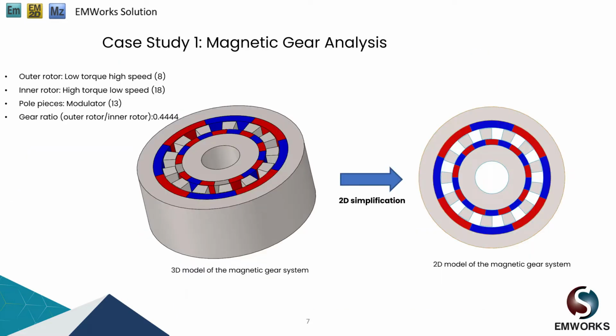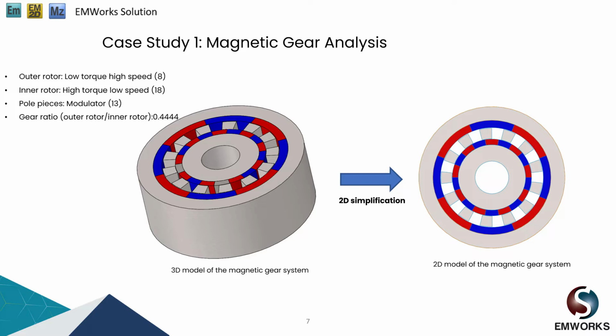Alright, we're going to start now with our first case study, a magnetic gear analysis. The 3D model of the magnetic gear system is shown. This is the model that will be integrated into the permanent magnet synchronous motor later. It has three main structures. It has an outer rotor with 8 poles, which is the low torque high speed rotor, and an inner rotor, which is the high torque low speed rotor. It has 18 poles, while the modulator has 13 poles. The gear ratio is 0.44. The 3D model is shown and the 2D model is also shown.